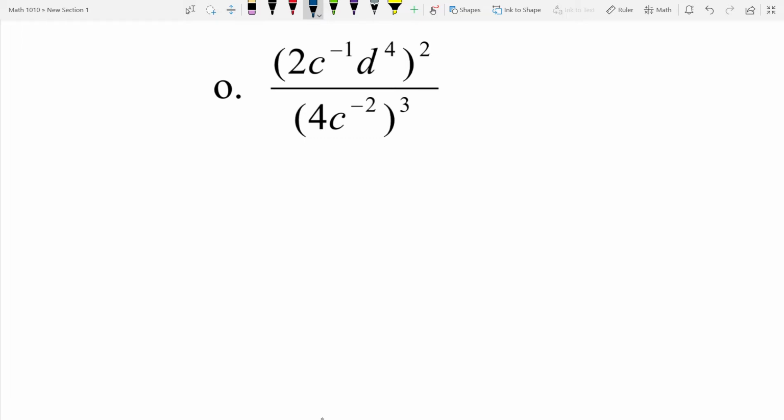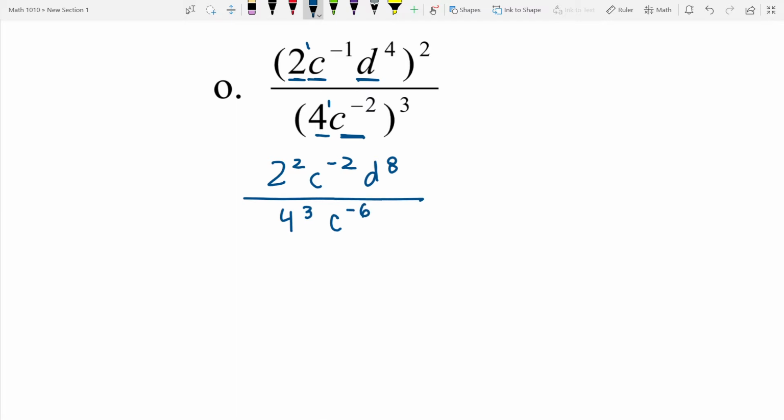Look, guys. 1 thing, 2 things, 3 things, all raised to the 2nd. This guy has a 1. So it's a 2 to the 1 times 2 is 2. C to the negative 1 times 2 is negative 2. D to the 4 times 2 is 8. Let's do the bottom. Same thing. I have 2 things. This guy's raised to the 1st. They're both cubed. So 4 to the 1 times 3 is 3. C to the negative 2 times 3 is negative 6.